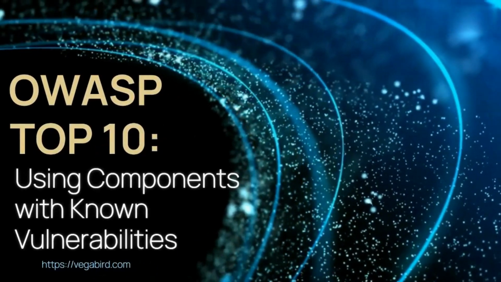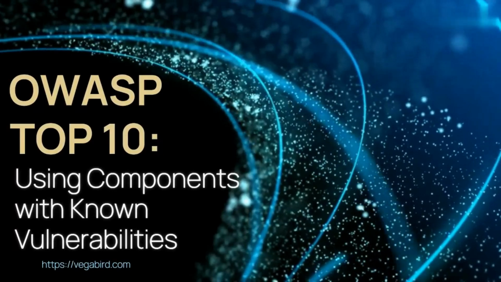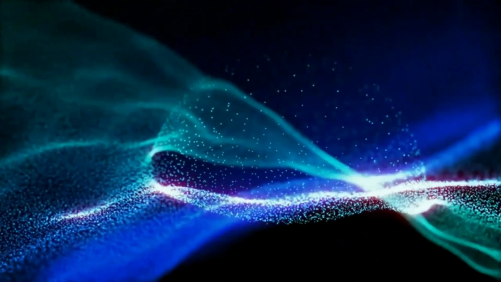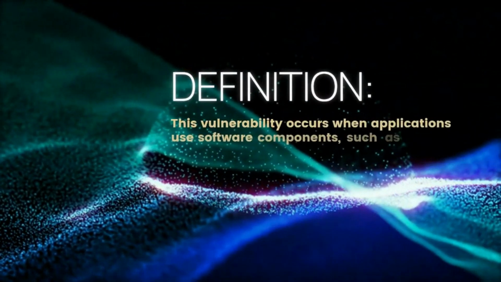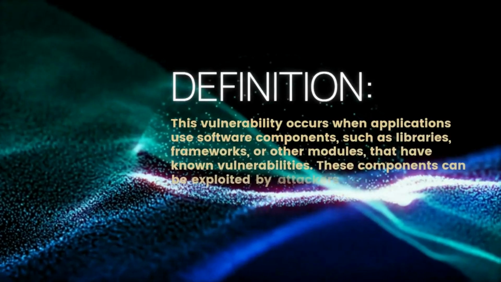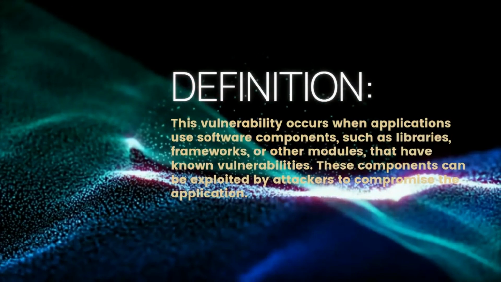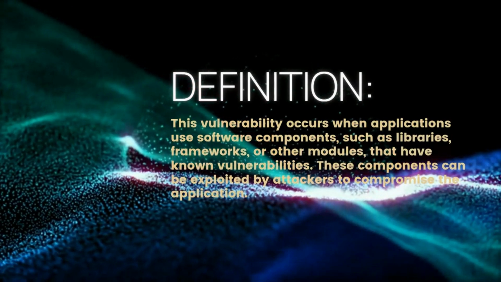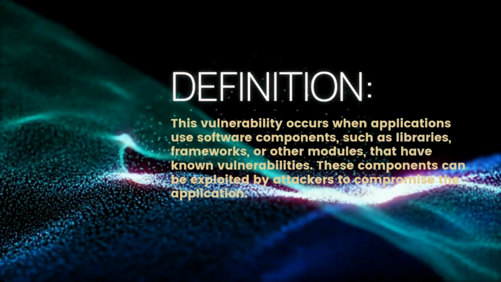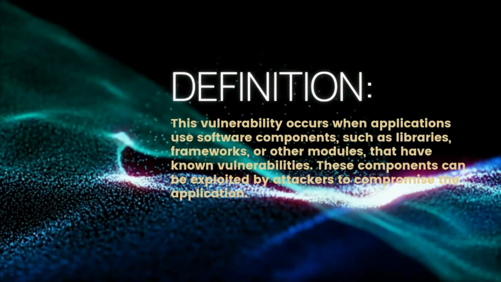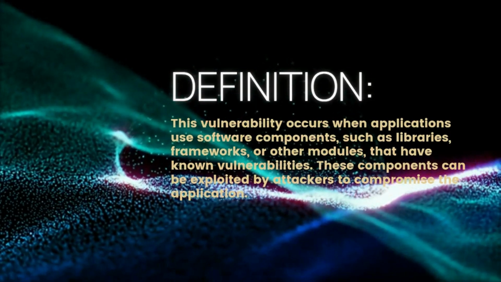OWASP Top 10, Using Components with Known Vulnerabilities. Definition. This vulnerability occurs when applications use software components, such as libraries, frameworks, or other modules, that have known vulnerabilities. These components can be exploited by attackers to compromise the application.